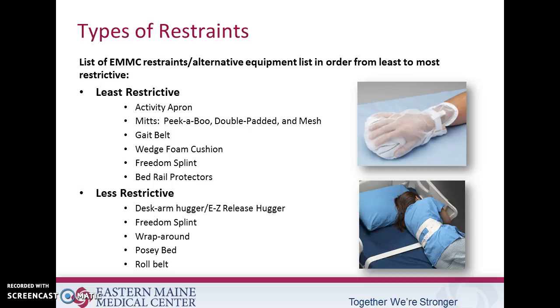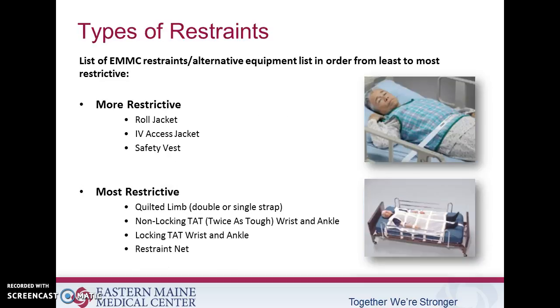We have our less restrictive, which would be your freedom splint, your Posey, then Posey net bed, your roll belt. I have a picture of the roll belt right here. It actually gives quite a bit of freedom of movement in the bed. We get a little bit more restrictive with your roll jacket, pictured here. And then your most restrictive would be your limb restraints, non-locking and locking, and then your neck restraint, which is pictured here. Again, we don't like to use those unless we absolutely have to.